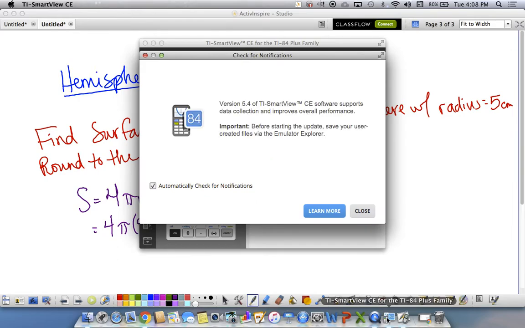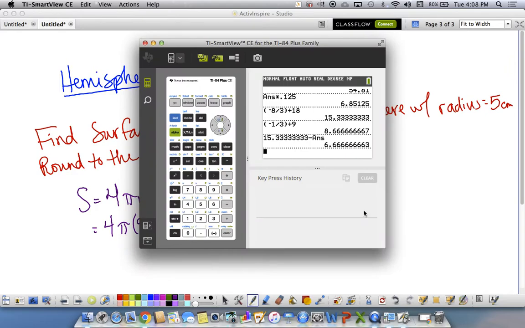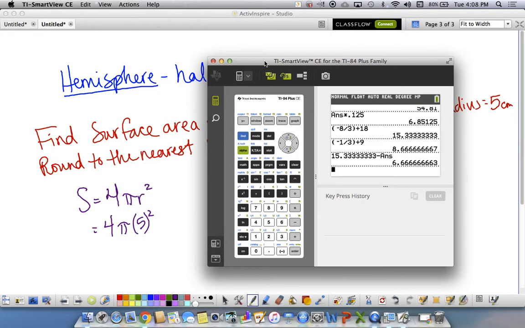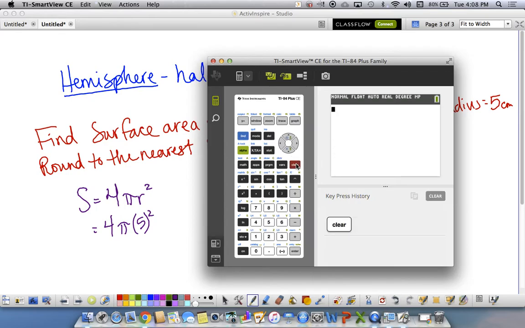I'm going to give you a hint. If you put 3.14 for this one, you would not have any decimals. Okay? So don't do that. So I'm going to plug in, get rid of all that. I plug it in exactly like it is. You don't have to. 4 pi times 5 squared.